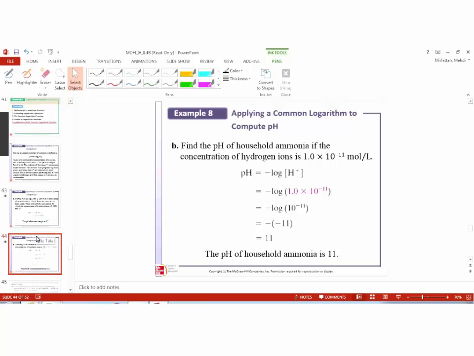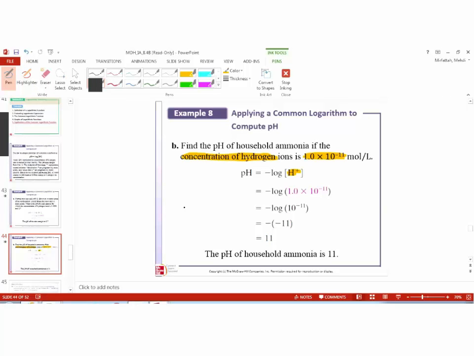You want to find the pH in this case where they give you H+ is equal to 1 times 10 to the power minus 11. So we only really care about the value of H+, the concentration of hydrogen. That's what you look for. And then all you do is plug it into this formula and use your calculator. Some of them you can actually evaluate.